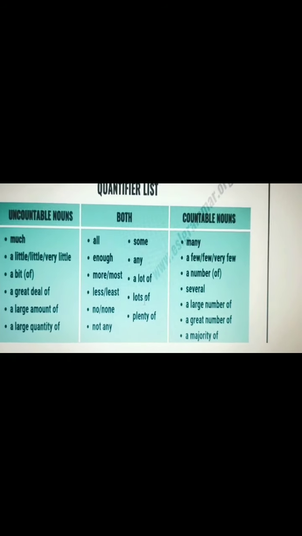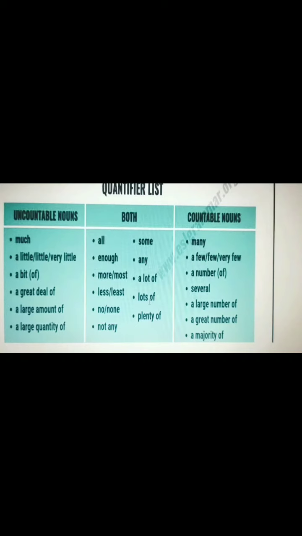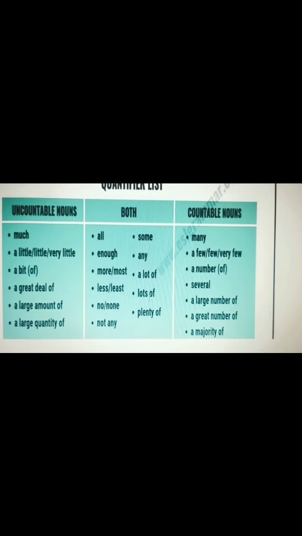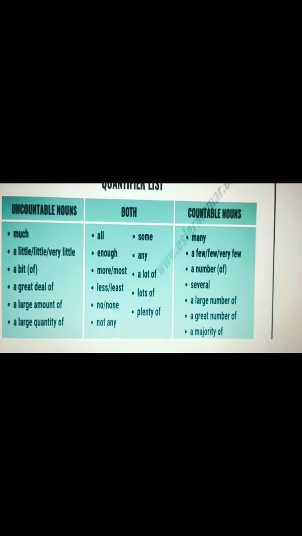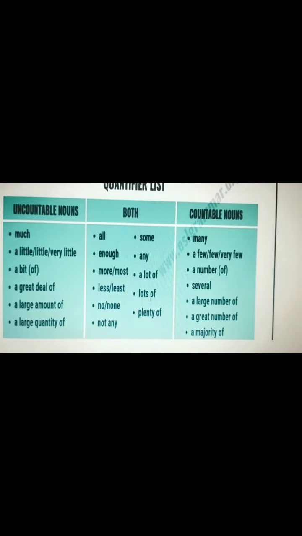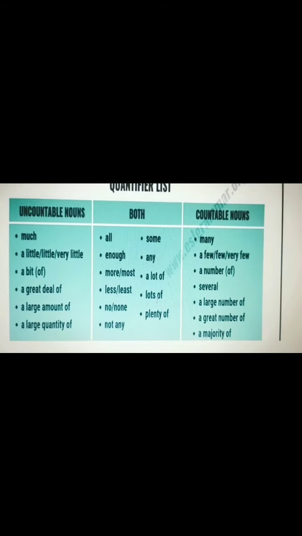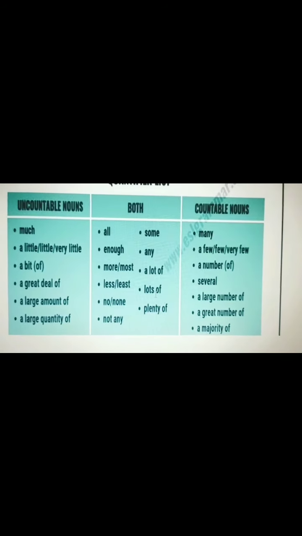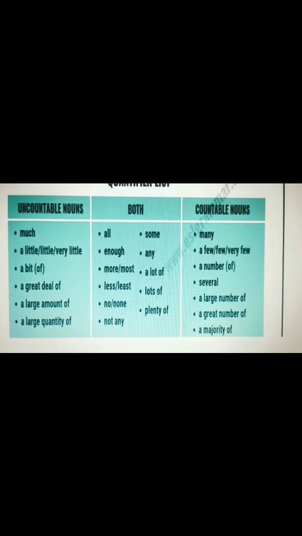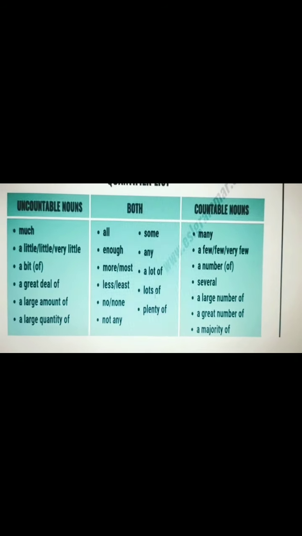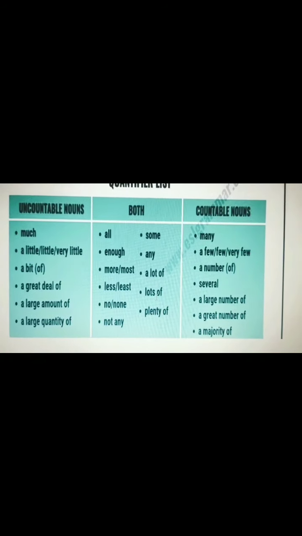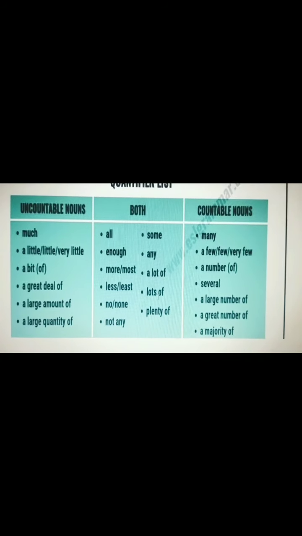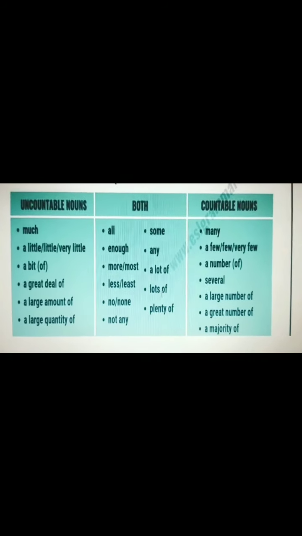Then firstly just pay attention to the countable one, which can be counted: many, a few, few, very few, a number of, several, a large number of, a great number of, a majority of, so that can be counted. Now at the center you can see both. Both means which can be taken for either the uncountable one or the countable one.